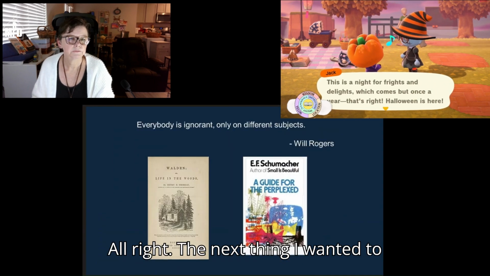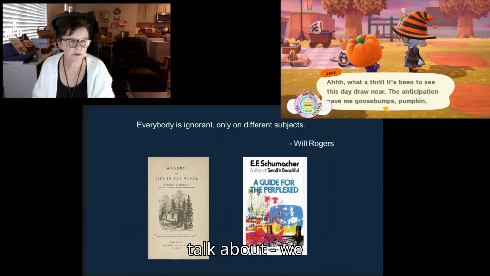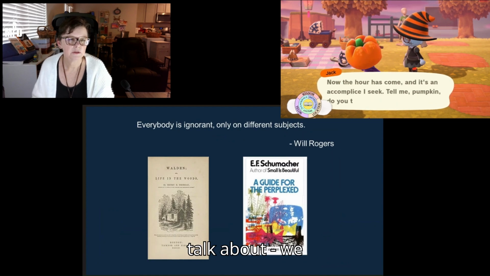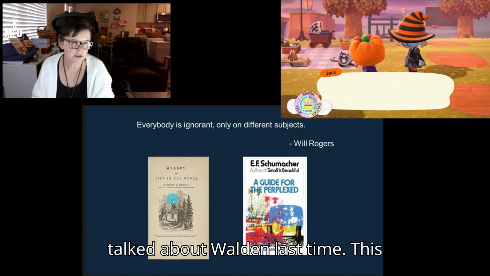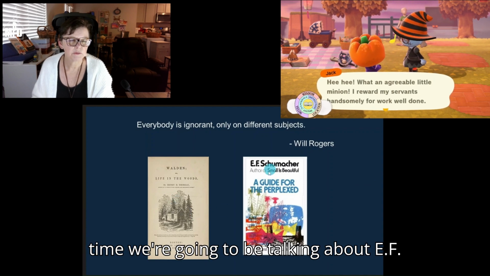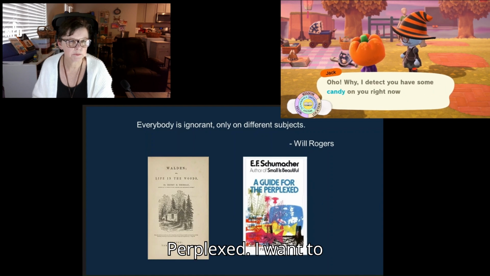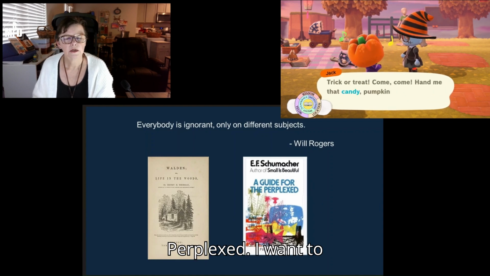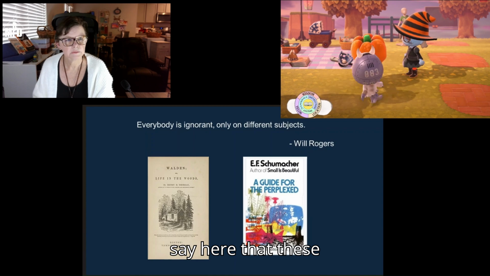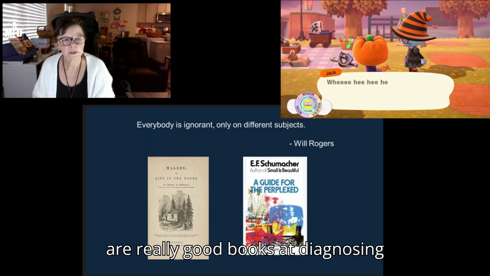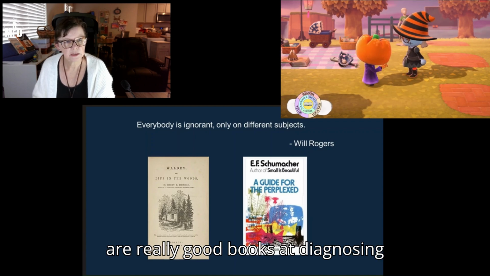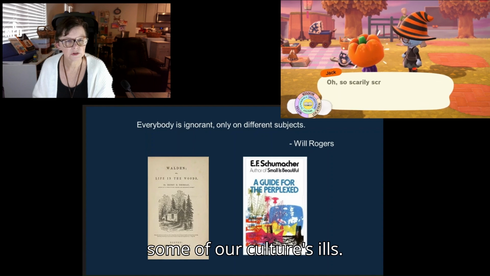All right. The next thing I wanted to talk about: we talked about Walden last time. This time we're going to be talking about E.F. Schumacher in his book, A Guide for the Perplexed. I want to say here that these are really good books at diagnosing some of our culture's ills.